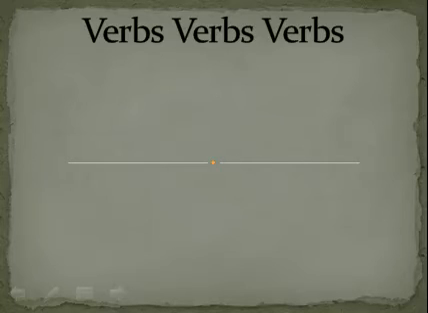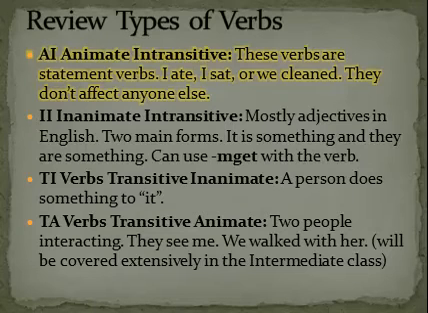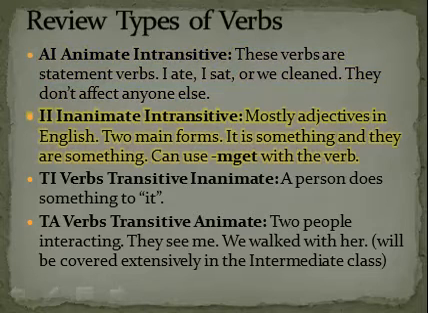Verbs, verbs, verbs. Okay, there's four main types of verbs in Potawatomi. AI verbs, or animate intransitives. These are verbs that are statement verbs. I ate, I sat, or we cleaned. They don't tend to affect anyone else.